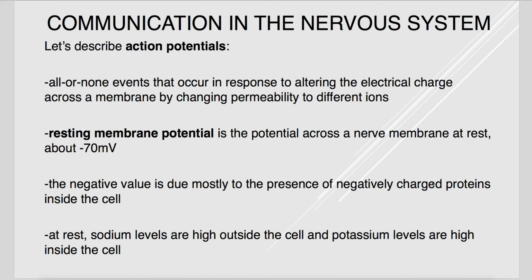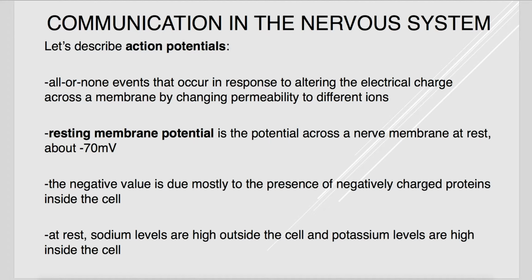So the resting membrane potential, this is the membrane potential at rest of the nerve cell membrane. All right, and it's about negative 70 millivolts. So basically, the inside of the cell is more negative than the outside. Okay, and this is due mostly to proteins, because proteins are negatively charged. So these proteins that are inside the cell, this is what gives this negative 70 millivolt resting potential.